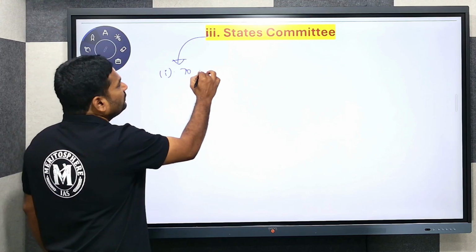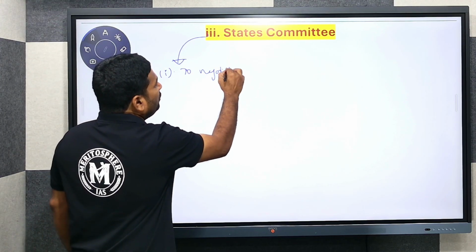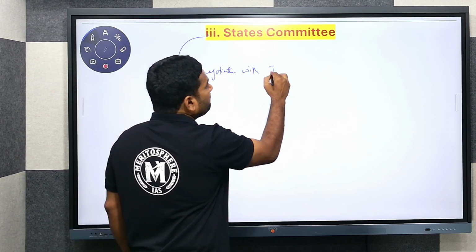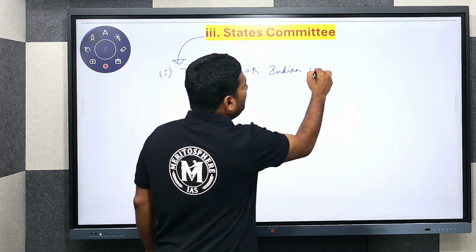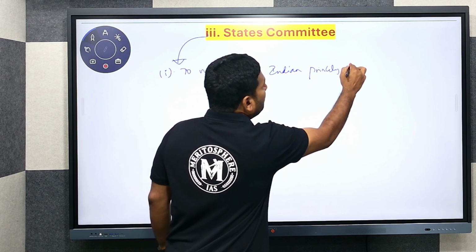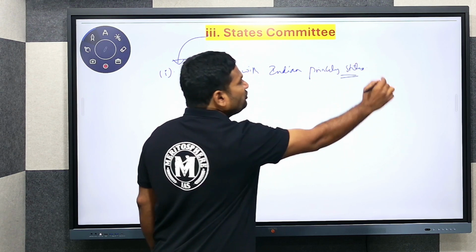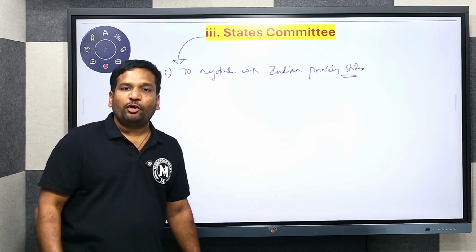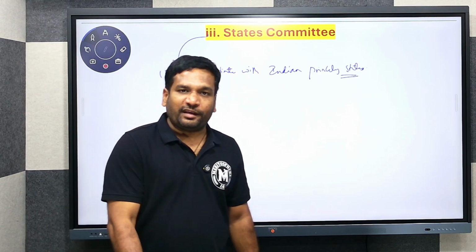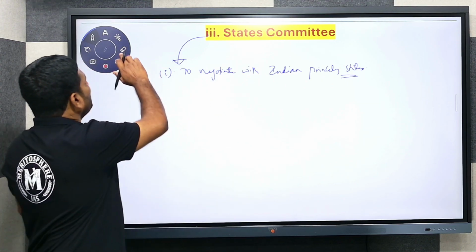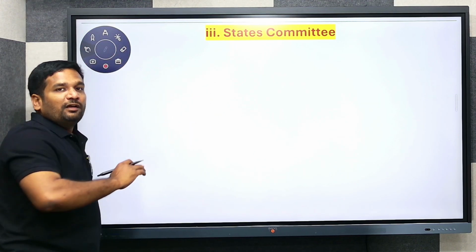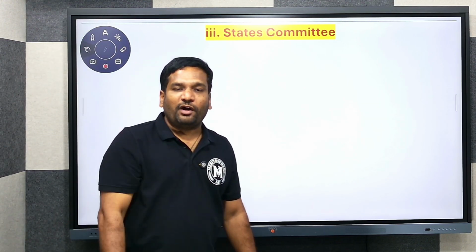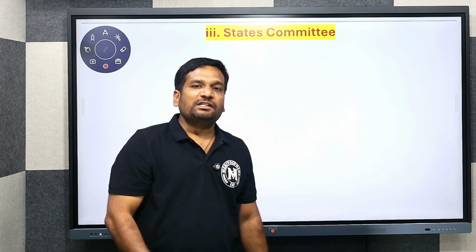So to negotiate with Indian princely states, to have them send their representatives to the Constituent Assembly and to become a part of the constitution making, this was the task of the States Committee. With this, we have completed all the three committees under the leadership, under the presidency, of Jawaharlal Nehru.